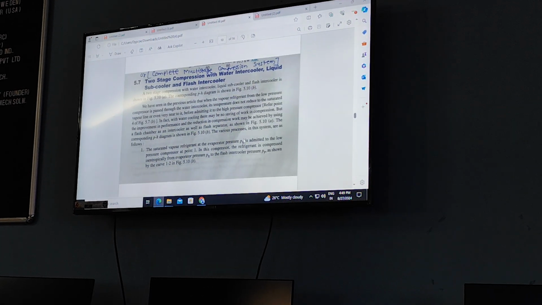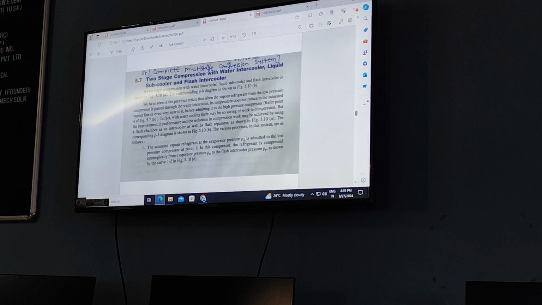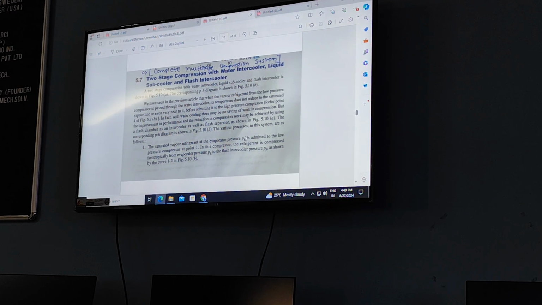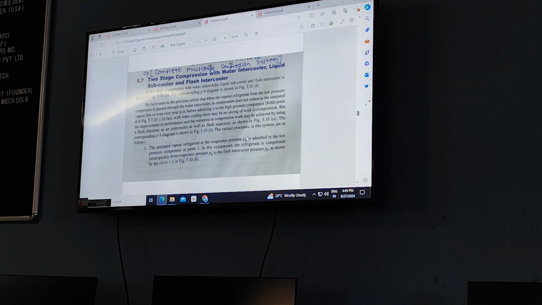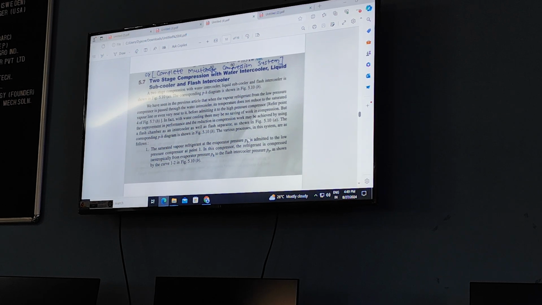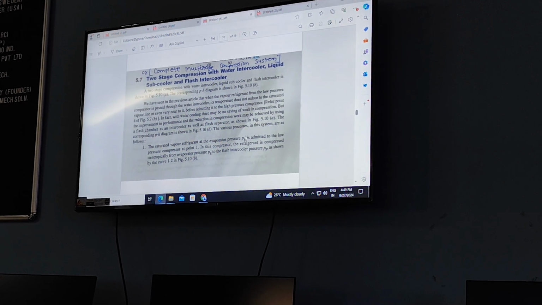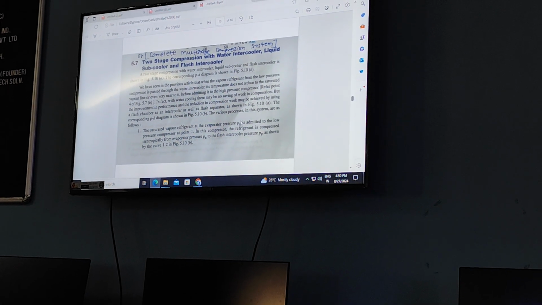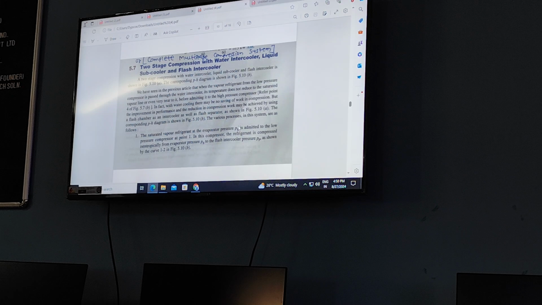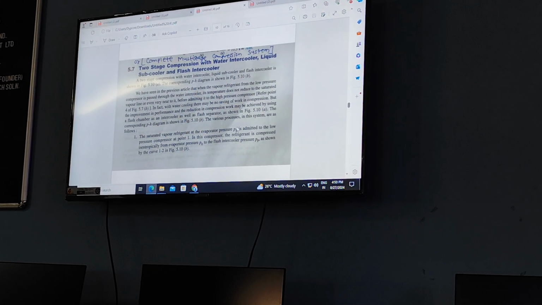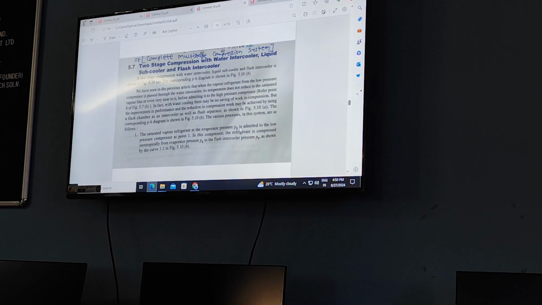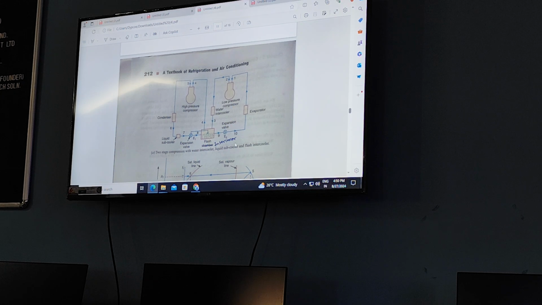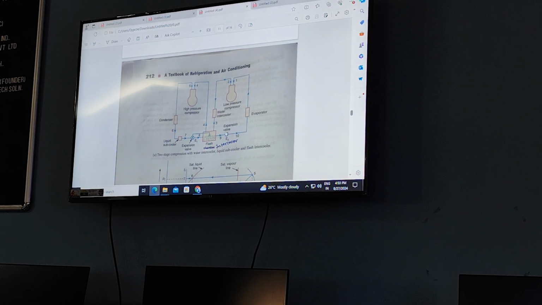Now third, that is the two-stage compression with water intercooler, liquid subcooler and flash intercooler. In the syllabus, in the first section, what is the last point? Complete multistage system. Complete means what? It has subcooling, water intercooler, flash intercooler, everything. Look at the schematic diagram.